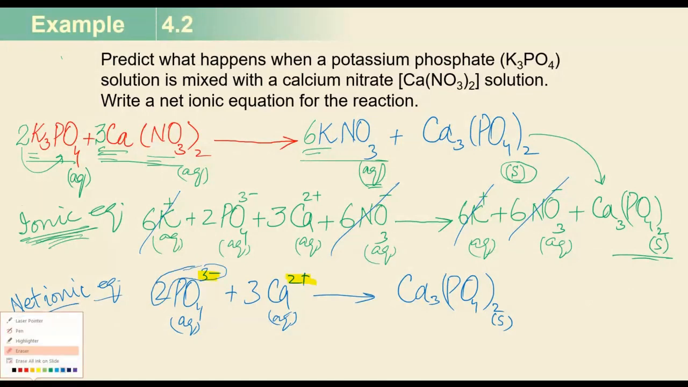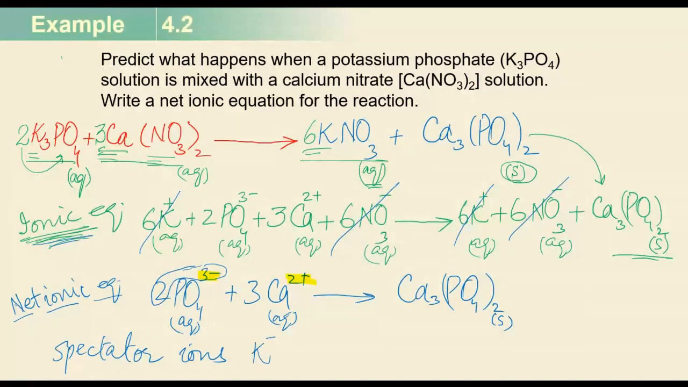Now, tell me, which ions have you cancelled here in the ionic equation? K positive and NO3 negative. These ions are known as spectator ions. The ions which are the same on both sides in the ionic equation, that you have already cancelled, are known as spectator ions.